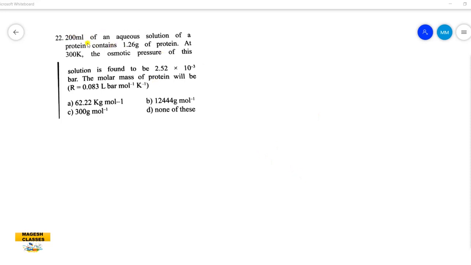Question number 22. 200 ml of an aqueous solution of a protein contains 1.26 gram of protein. At 300 Kelvin, the osmotic pressure of this solution is found to be 2.52 into 10 power minus 3 bar. The molar mass of the protein will be? The osmotic pressure, weight of the protein, and volume of the solution are given. The molecular mass of the protein is asked in the question. The given data are.